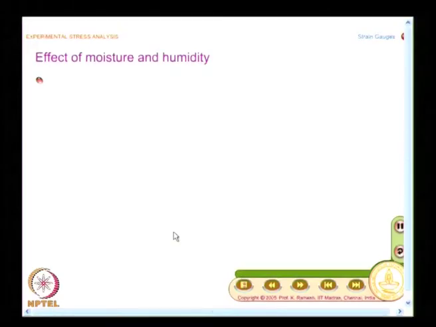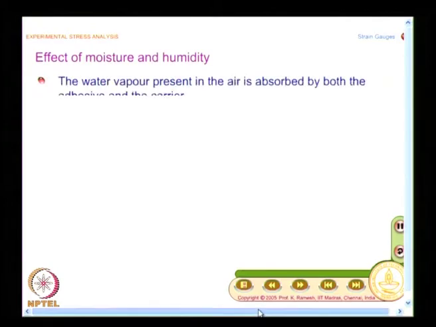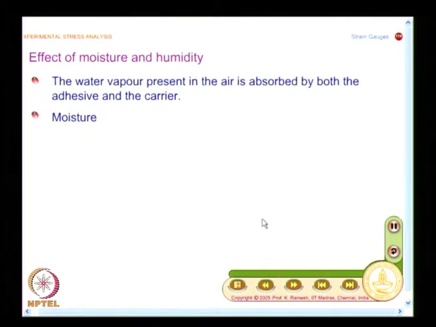So, it is necessary to know how to select a strain gauge for a given application, you cannot ignore that. And finally, we look at what is the effect of moisture and humidity. Water is the elixir of life, without water nobody can live, but water is not good for strain gauge instrumentation. Where does the water come from? It is not that you are always making a measurement underwater. Even the water present in the atmosphere as relative humidity can affect your strain gauge installation.